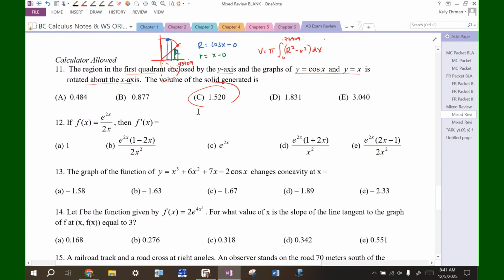If f of x equals this, then f prime equals, you need quotient rule: low d high minus high d low all over low low. This has been simplified a bit. So this is 4x e to the 2x minus 2 e to the 2x over 4x squared. A 2 can be factored out of the top.